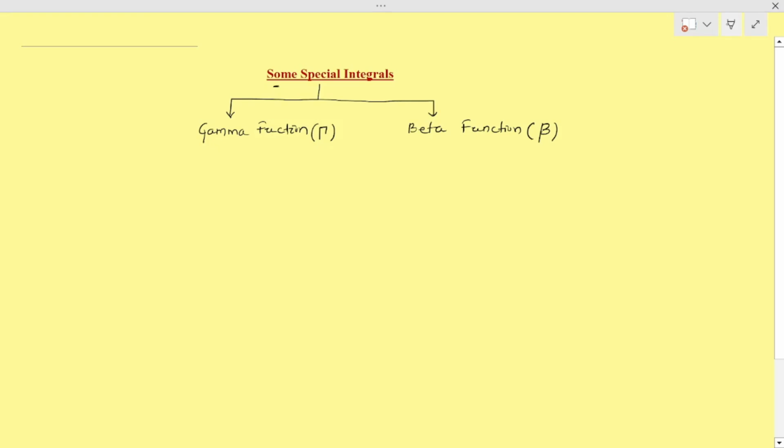This gamma function is known as Euler's second integral, and this beta function is known as Euler's first integral. These two functions are represented by integrals. First we are going to discuss gamma function, then we are going to discuss beta function.